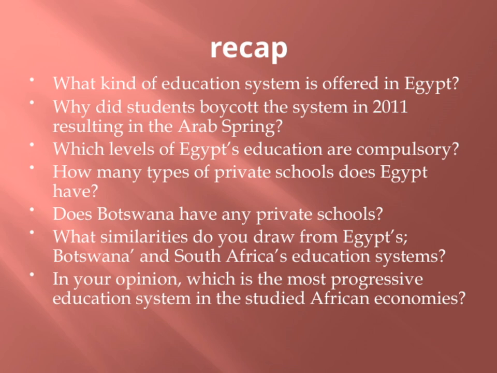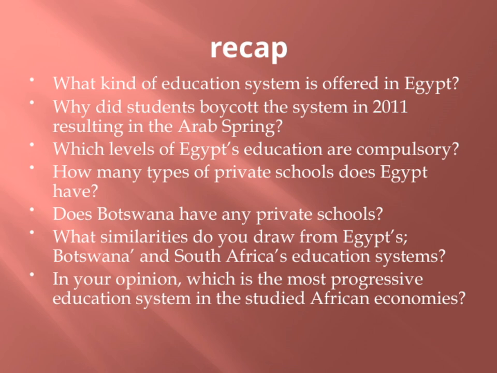Turning to Botswana, yes, it does have private schools as well, though they are fewer in number compared to Egypt. These private institutions often serve expatriates and wealthier local families, providing alternative curricula and sometimes better facilities. When we compare Egypt, Botswana, and South Africa, we see some interesting similarities. All three countries have a mix of public and private education, and each faces challenges related to access, quality, and equity. They are all working towards improving their systems, though their approaches and levels of progress differ.